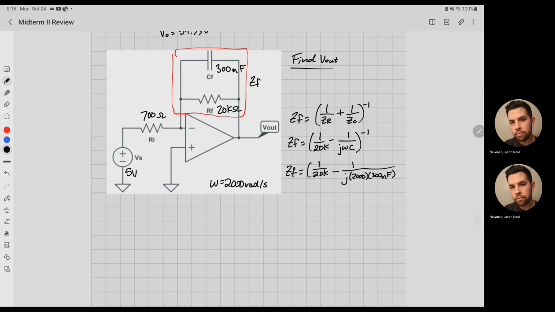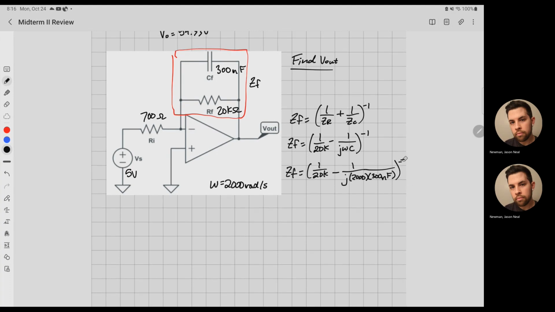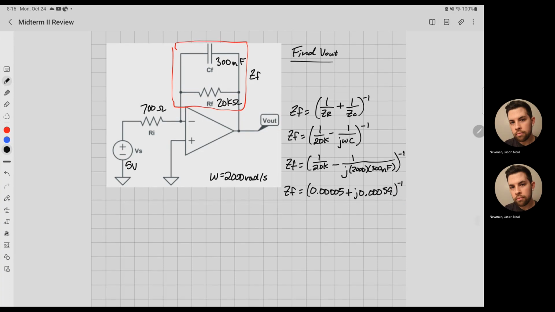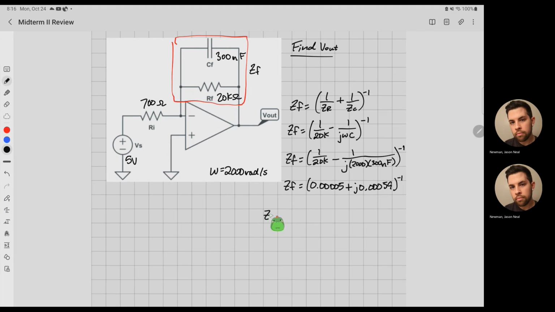Okay, let me write that out. And then this is to the negative 1 still. So ZF equals 0.00005 plus J, because if we're bringing the J up again, now it's going to be plus. J 0.00059, to the negative 1. Okay, so now to find ZF, we need to do all this calculation to get this right.